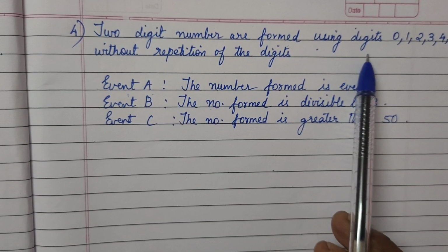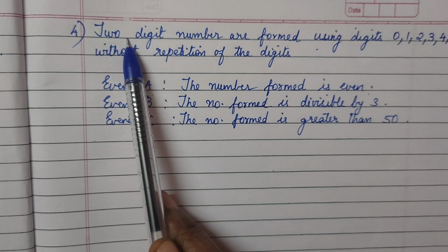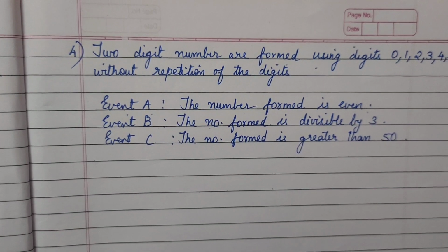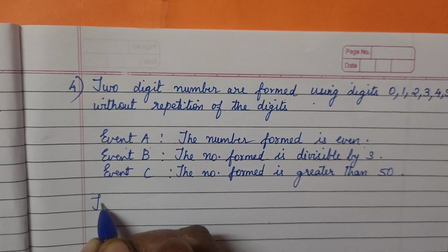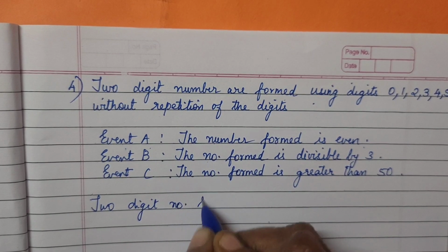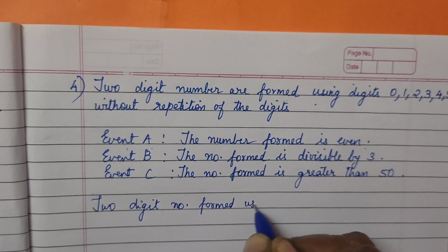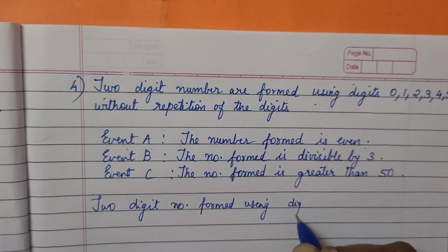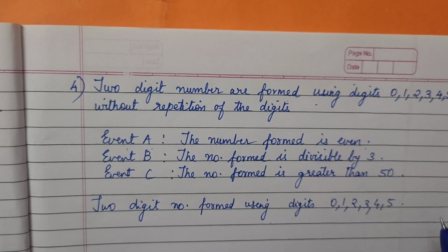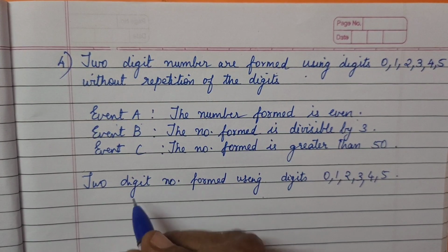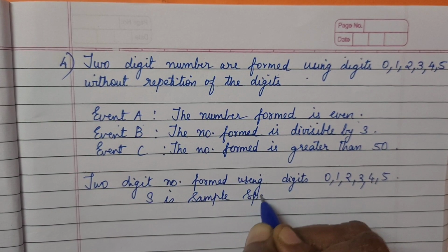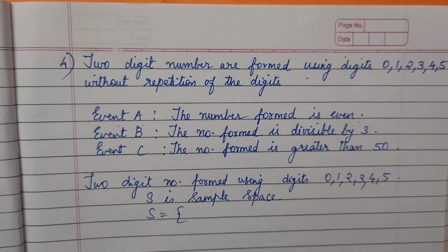Right, here let's come to first form the sample space. So what is an experiment here? 2-digit numbers are formed using the digits 0, 1, 2, 3, 4 and 5. That's enough here. So now we are going to write it. S is sample space, right? And S equals to. So we need to form.